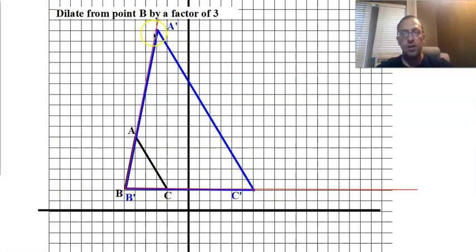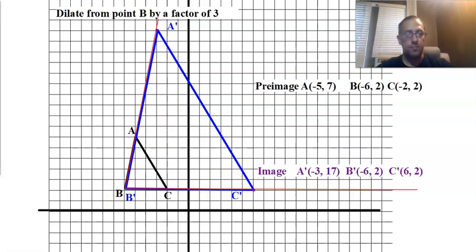All the sides are 3 times as far away, which makes all the points 3 times as far away from point B, which makes all the sides 3 times longer. Now let's take a look at this algebraically. So here's our pre-image, here's the image, and you notice it's not just as simple as multiplying everything by 3 this time, is it? -5 times 3 is not -3. -2 times 3 is not 2. So how does this work?